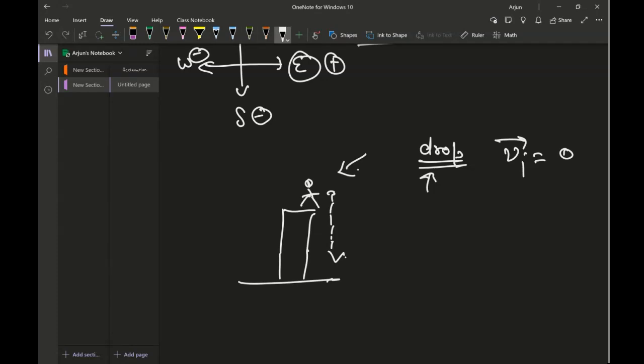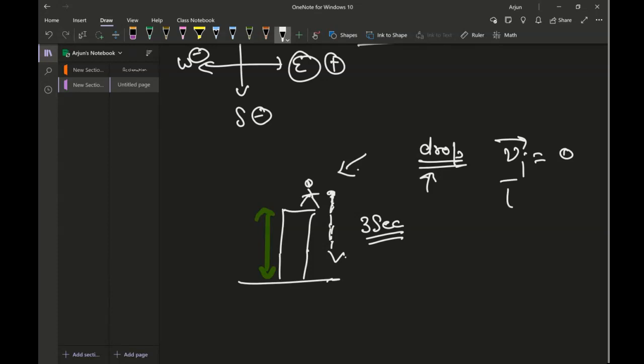And we wanted to find out with what velocity it will strike the ground. Or in this case, rather than finding the final velocity, let's say I've been asked to find the height of this cliff. So I'll see what else is given to me. Let's say it takes 3 seconds to reach the ground. The stone is being dropped.